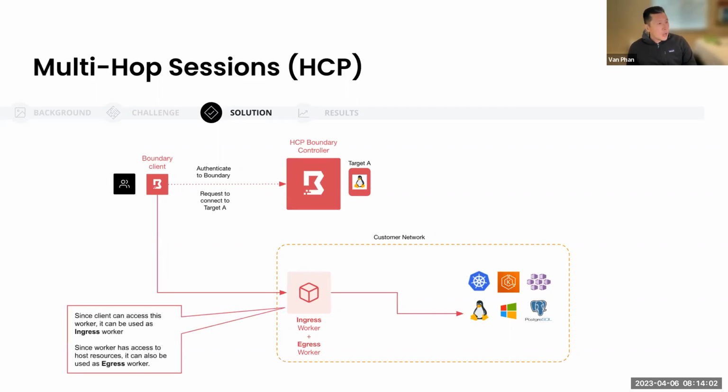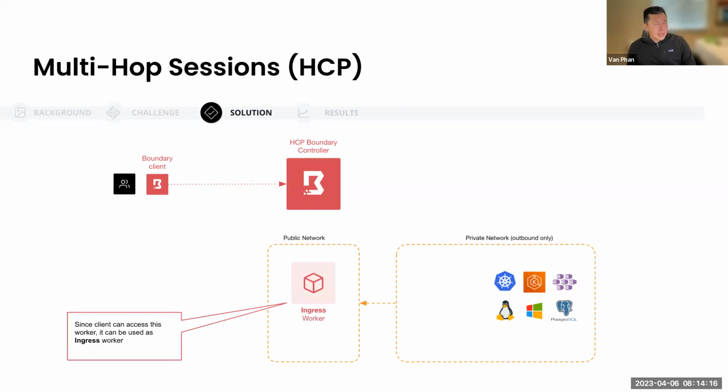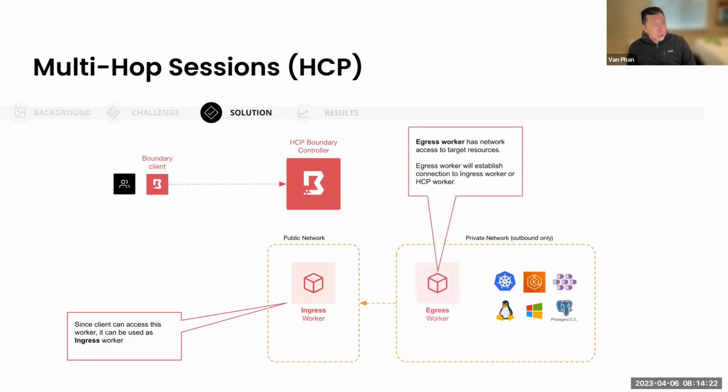And if you have a slightly more complex network, where you have a public network that is accessible from the outside world, but then a private network that has outbound only, then what you would do is you'd have this ingress worker. Again, this ingress worker is accessible by the Boundary client. Then you have the egress worker that can connect to and can access your resources within your infrastructure, right?